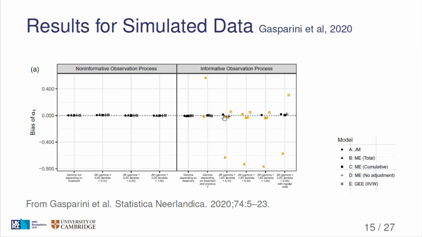The joint model on the whole does fairly well. There's a little bit of bias for the mixed effects model with the cumulative or no adjustment, or the inverse weighted model. So I guess this is fairly reassuring, but what I would say in terms of the fact that there doesn't seem to be a huge amount of bias from the plain mixed effects model.